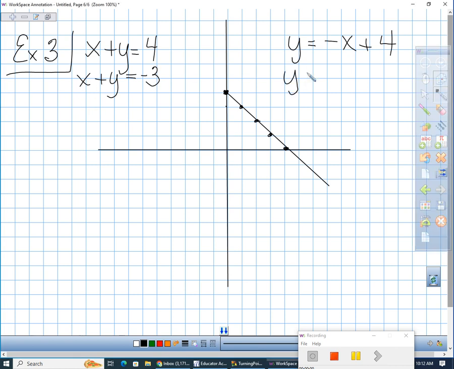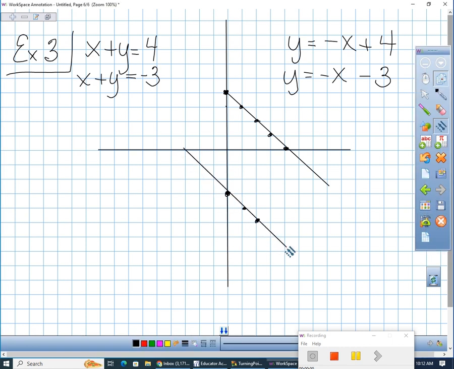The other one, if we get y by itself, I'm going to subtract x to the other side. So I have y equals negative x minus 3. So this time, I start at negative 3 on the y-axis. And my slope is a negative again. So I go down 1 to the right 1. Down 1 to the right 1.